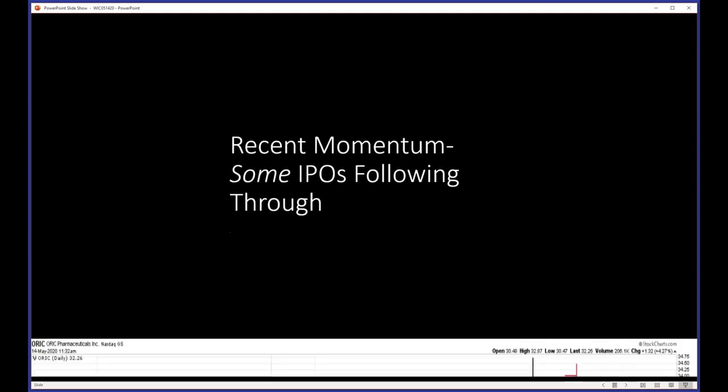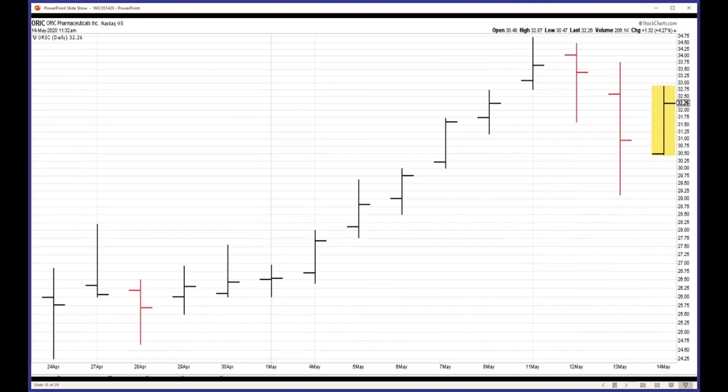Now, the other thing that I've been seeing lately is some momentum stocks following through and some IPOs following through. And the great thing about IPOs is when you're in a market that's not ideal, like right now, for instance. Ideally, you want to see the NASDAQ headed higher. You want to see the S&P headed higher. You want to see the Russell headed higher. You want to see all the sectors headed higher. And then you want to find the stock in a hot sector.